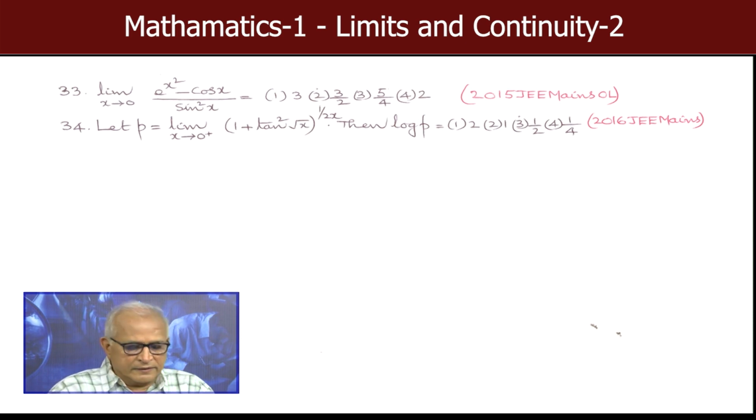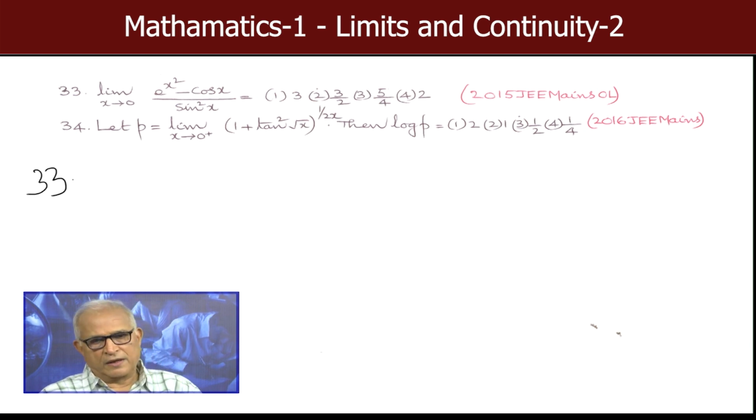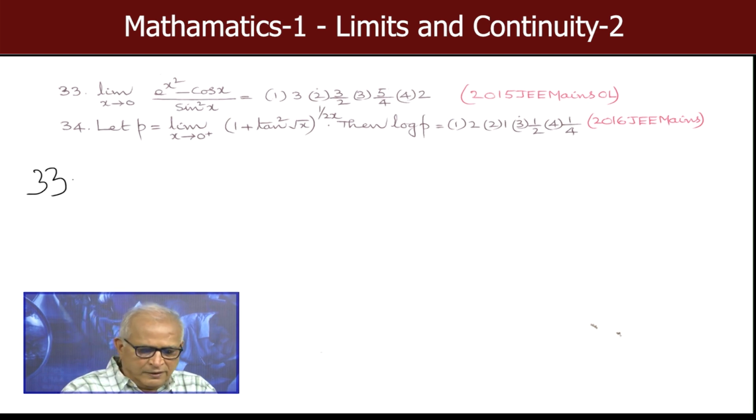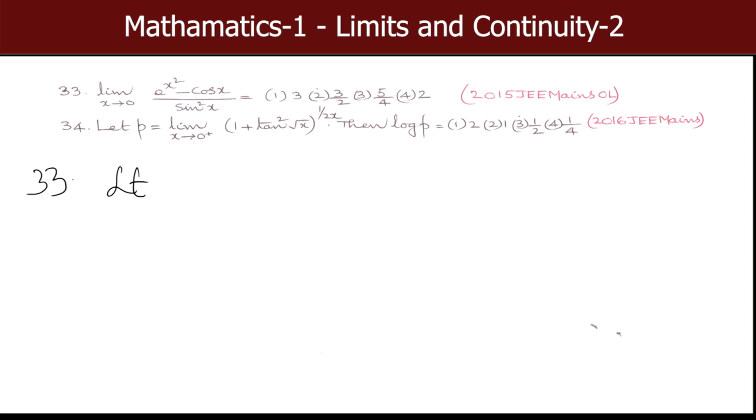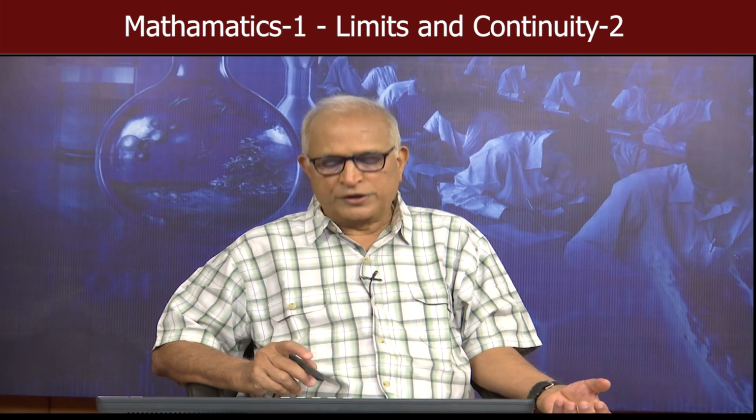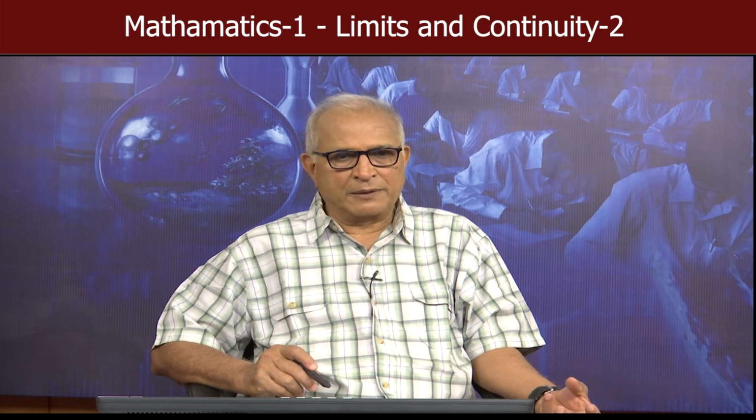Next, 33. 2015 JEE Mains online. There are 2 papers online and 1 paper offline, pen and paper mode, and the remaining 2 papers are online, just like the present EAPCET, which is only online. Limit e power x square minus cos x by sin squared x as x tends to 0. Don't jump straight away to the usual practice of applying L'Hopital's formula once you find the given quotient in the form 0 by 0 indeterminate form.